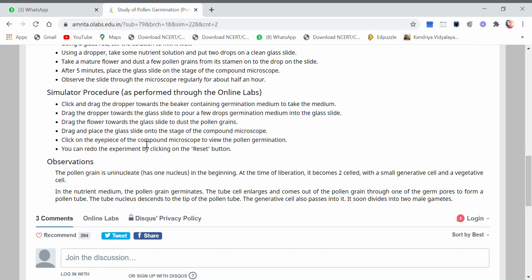What will you observe when the whole procedure has been done? What is the observation? The pollen grain is uninucleate. It has only one nucleus in the beginning, and at the time of liberation it becomes 2 cells, right, it becomes two. One is the generative and the other one is the vegetative. So in the nutrient medium, the pollen grain germinates. The tube cell enlarges and comes out of the pollen grain through a germ pore to form a pollen tube, and the tube nucleus descends into the tip of the pollen tube. The generative cell also passes into that pollen tube. Soon it will divide into two.